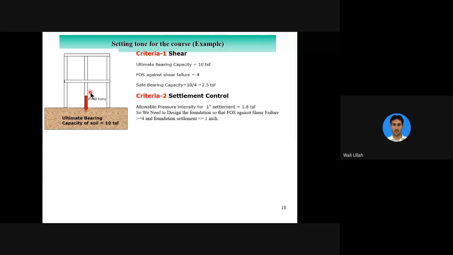Tell me how much, if you don't provide any foundation, just place the column on the soil, how much stress would be applied by the column? Sir, 40 square feet.